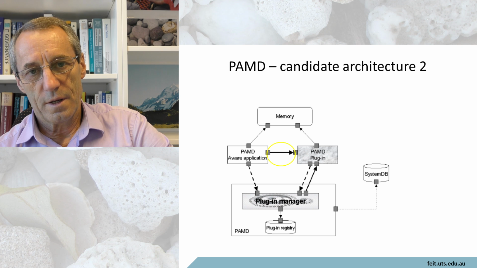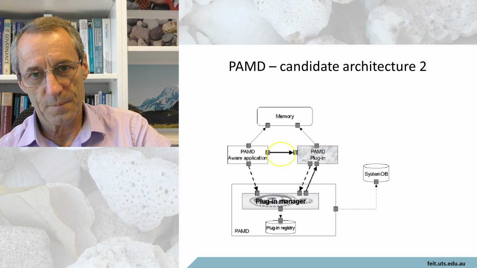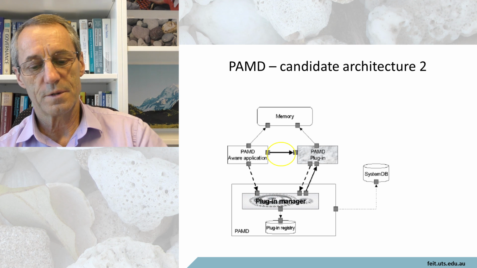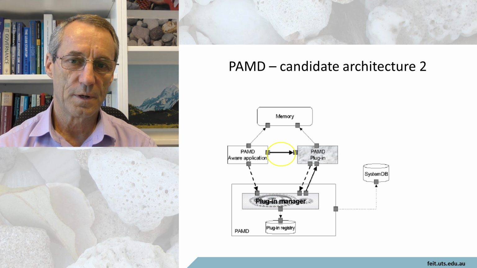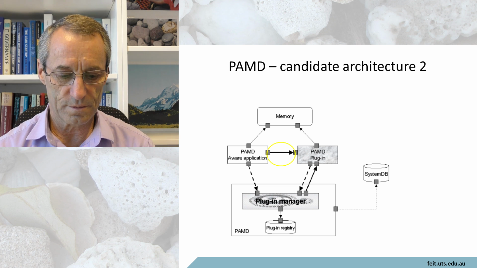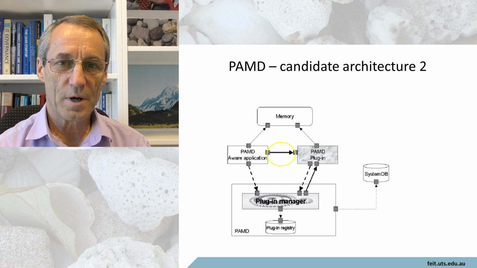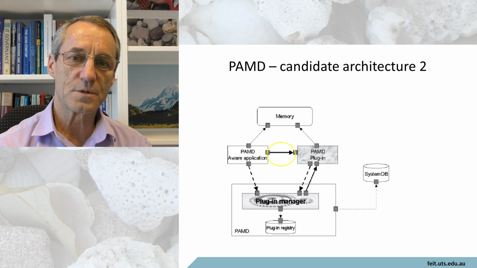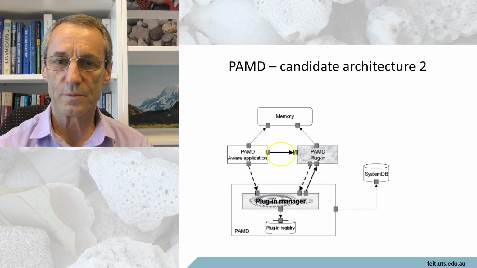The second candidate architecture adds a bridge between the application and the plugin. It doesn't eliminate the manager, because if the application doesn't know of the plugin, it asks the manager, and the manager can locate it in its database, or I think it can locate it on the ether and get it downloaded. But once the application knows of the plugin and its existence, it then communicates directly with the plugin.